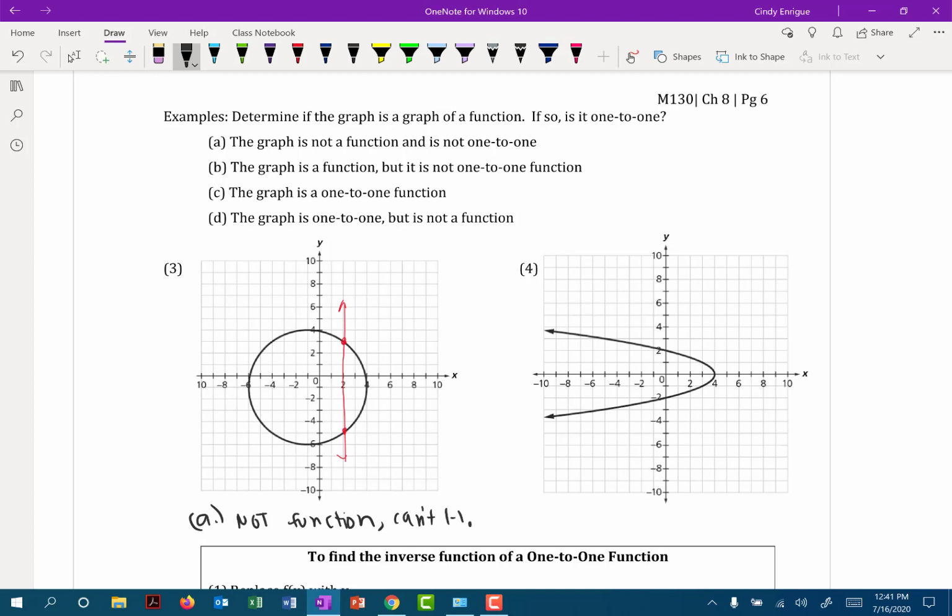All right, so now number 4. I'm looking at this, and I'm going to draw a vertical line. So again, here, this graph is not a function.